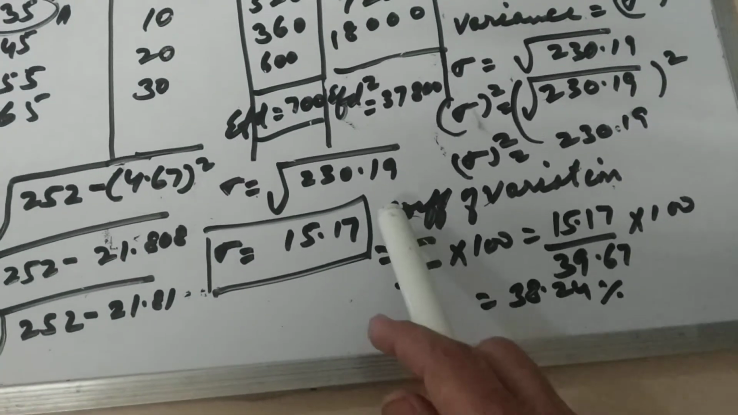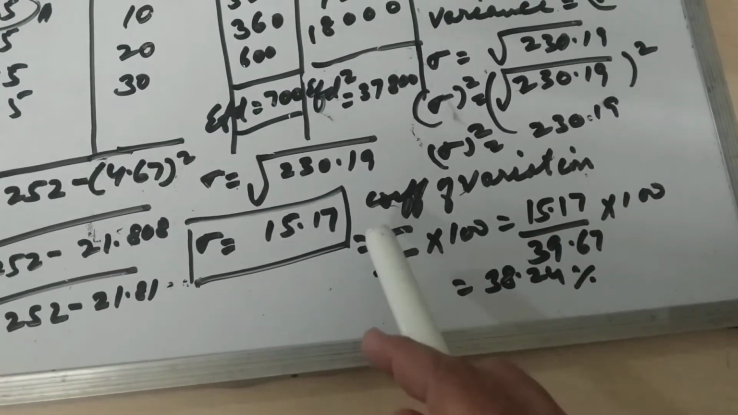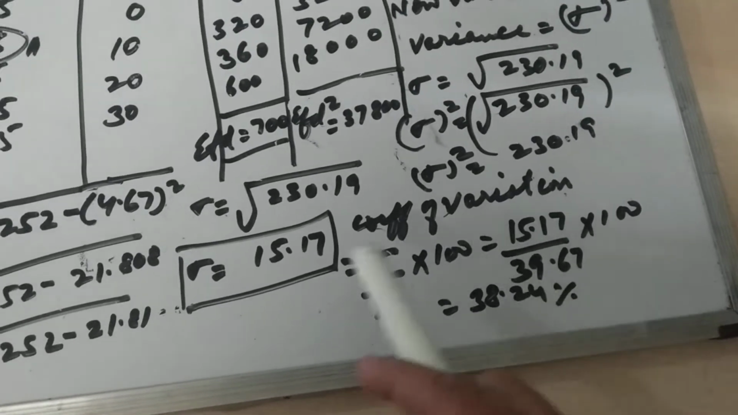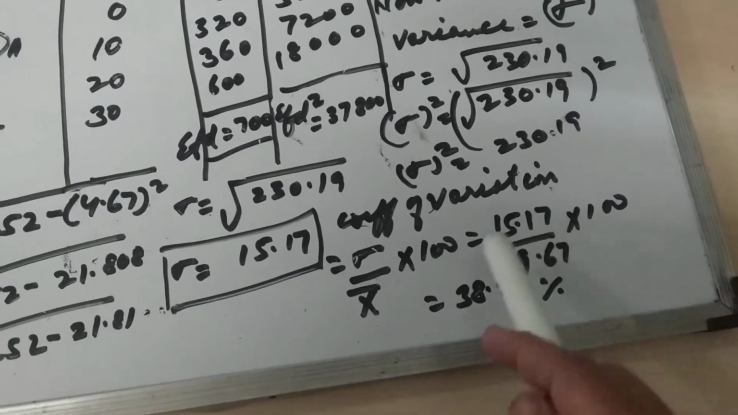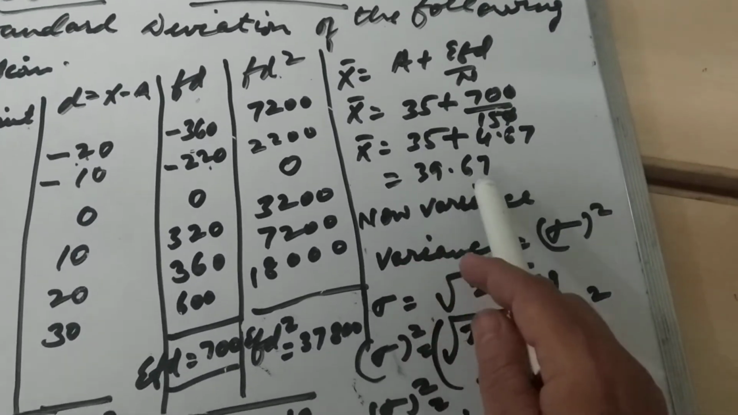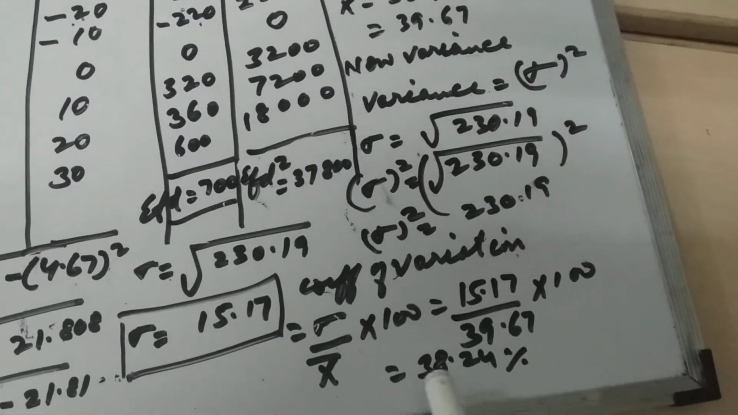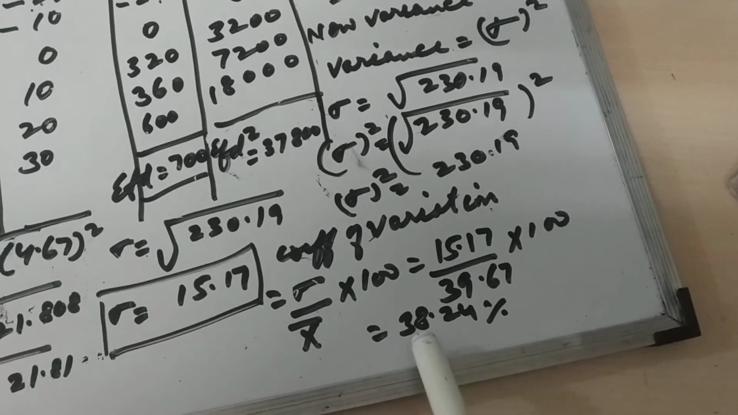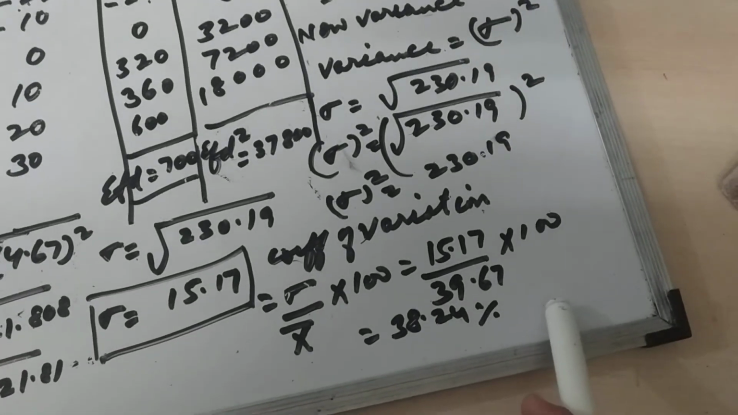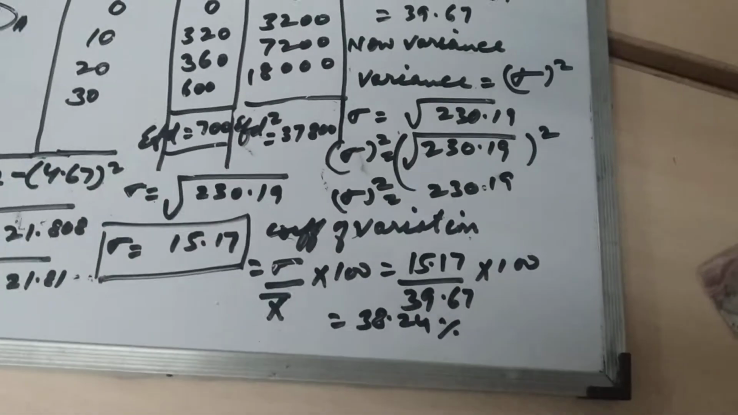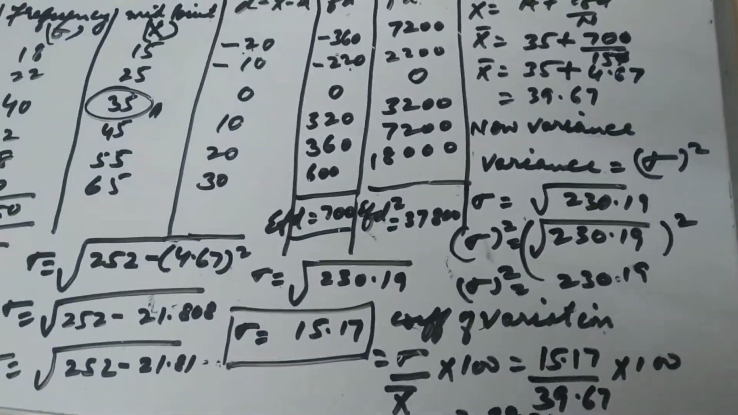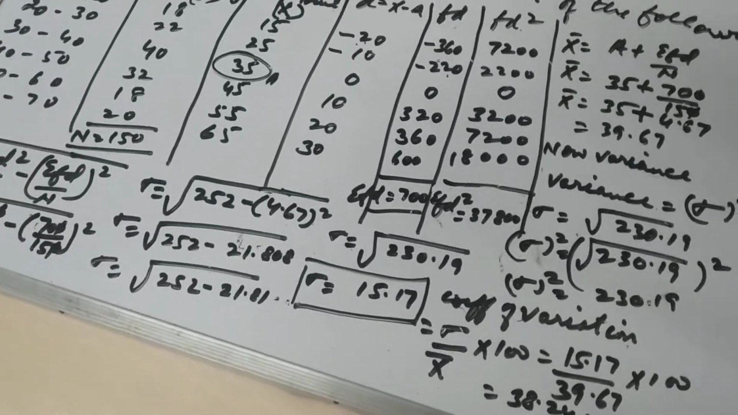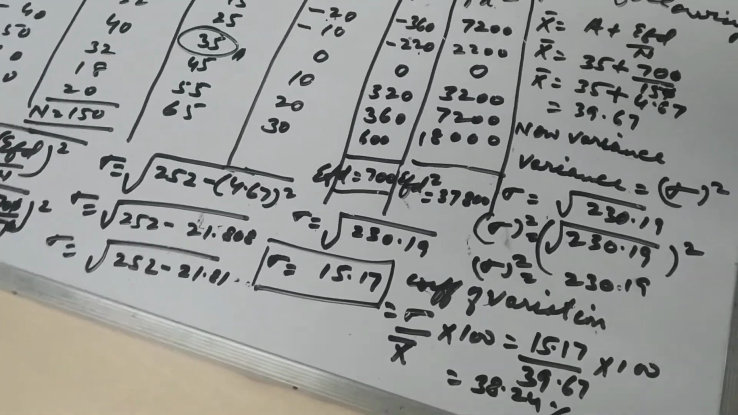So coefficient of variation is standard deviation upon x bar into 100. So standard deviation 15.17, x bar is 39.67. I put that value over here into 100. So you get it as 38.24%. So this is how we calculate coefficient of variation.